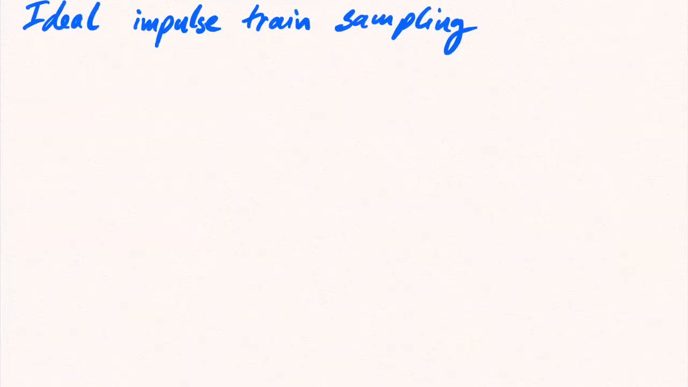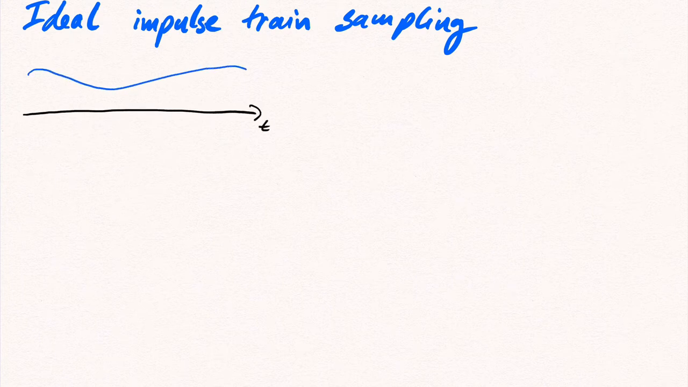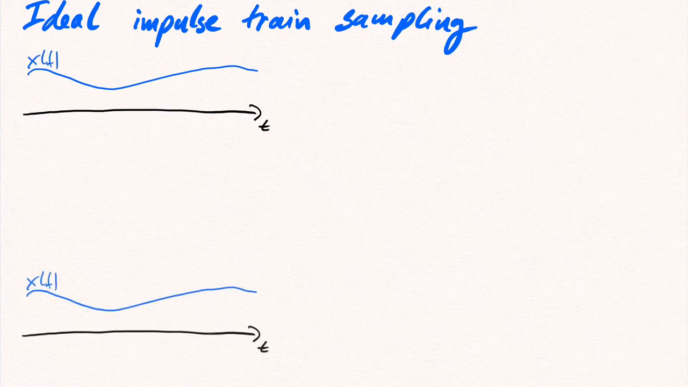We will first have a look at the ideal impulse train sampling. Let's assume that we have a signal in the time domain that might look like this and is called x of t. But now, instead of the continuous time signal, we want to have a discrete time signal, which we will call xs of k, where s stands for sampled.